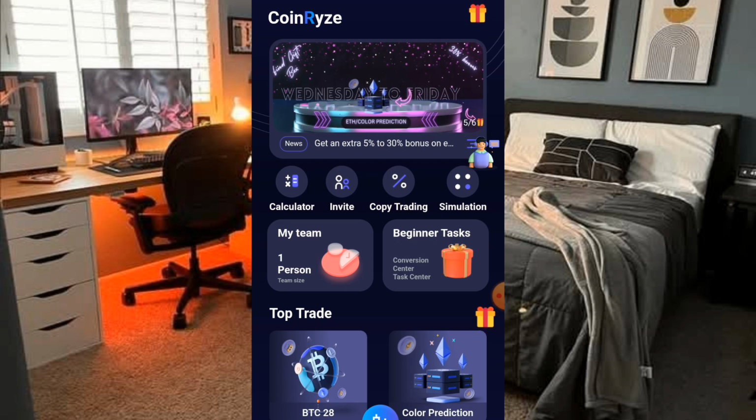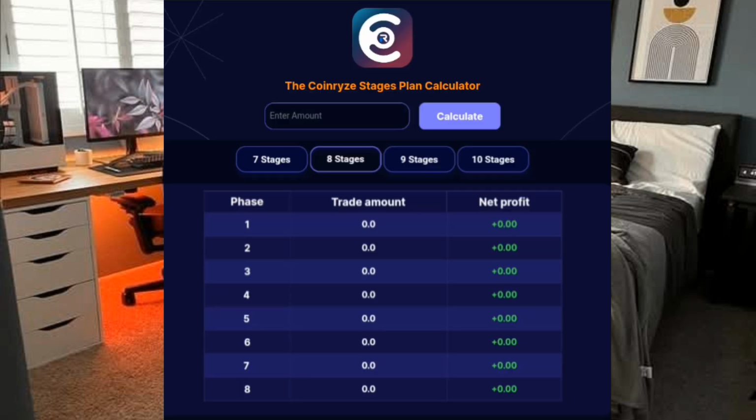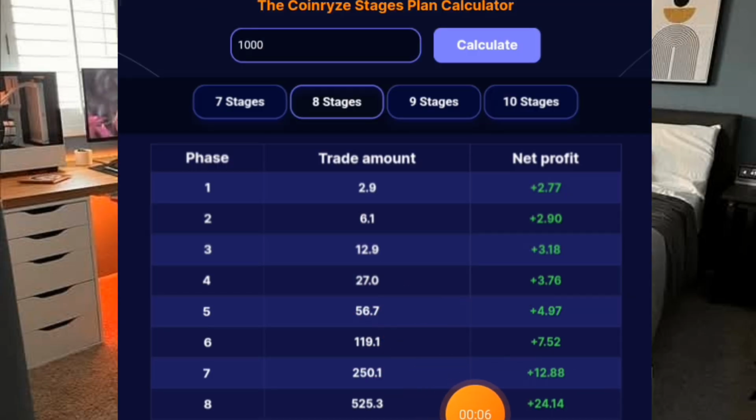With all that being said, let's get to it. Here's the Coinryze trading calculator and we're about to trade with $1,000. So we choose a stage here, let's say the 8 stages. Putting in $1,000 right here, we can see that our trade amount has now been broken down into 8 stages. You can write this down on a piece of paper so you can always make reference to it while trading.